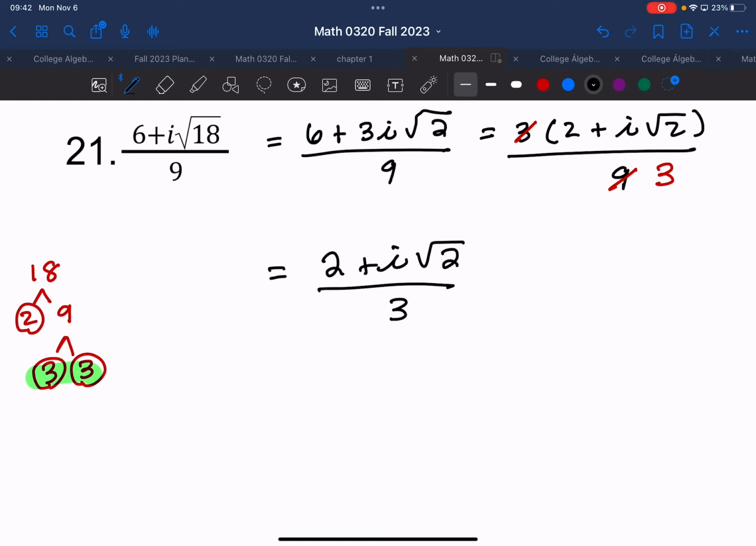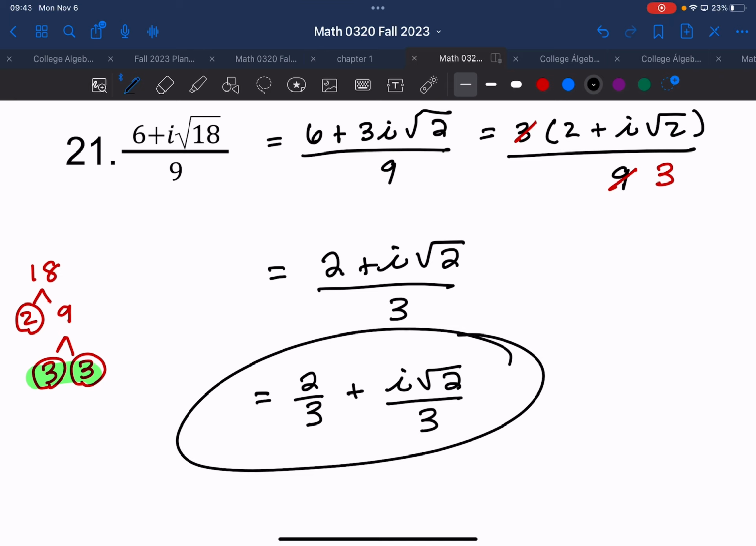But I want to show the real part versus the imaginary part. So I'm going to give the 3 to both. So 2 divided by 3 plus i square roots of 2 divided by 3. Here I clearly see the real, which is 2/3, and the imaginary, which is square root of 2 over 3i.